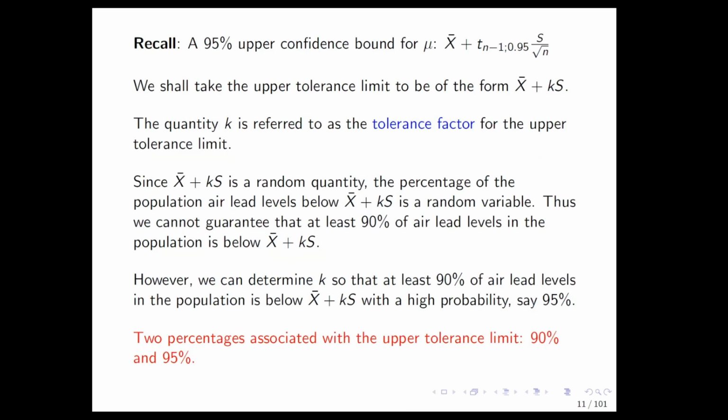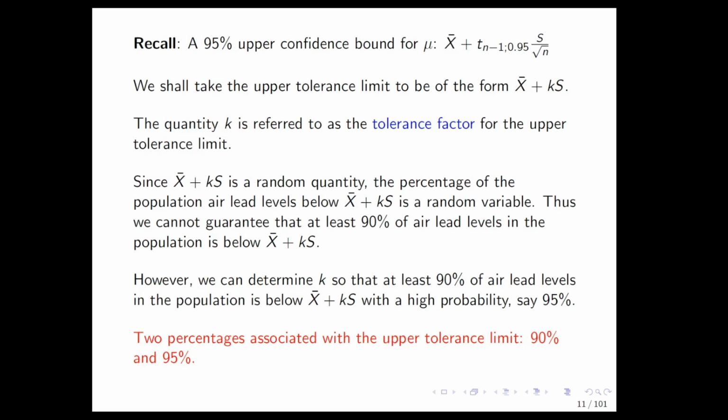So I cannot claim that whenever I take a sample and compute x bar plus Ks, 90% of the air lead level will be below this, because there is uncertainty associated with it. So the best I can say is 90% or more of the population lead level will be below this limit with a high probability, let us say 95%. And that is the confidence level.